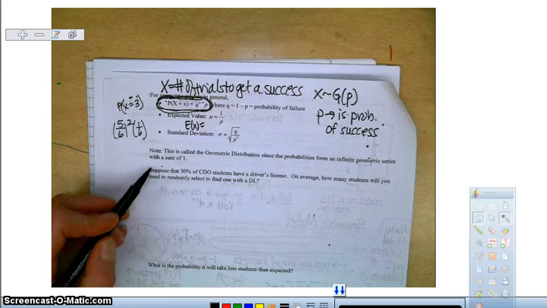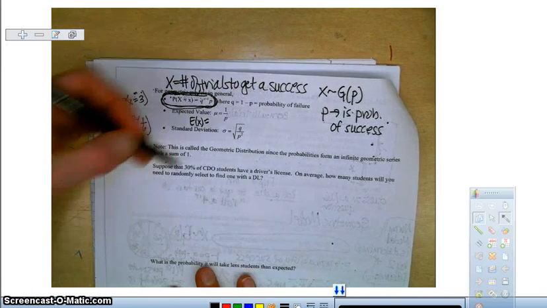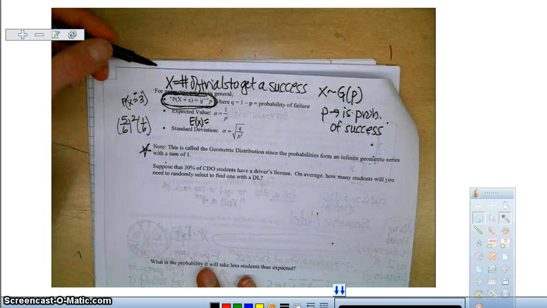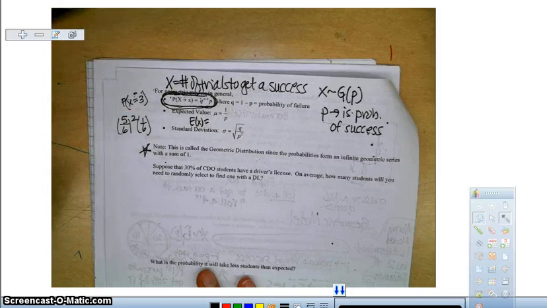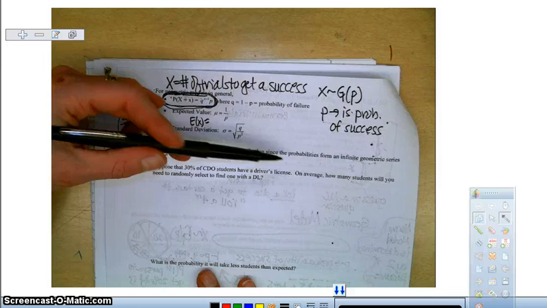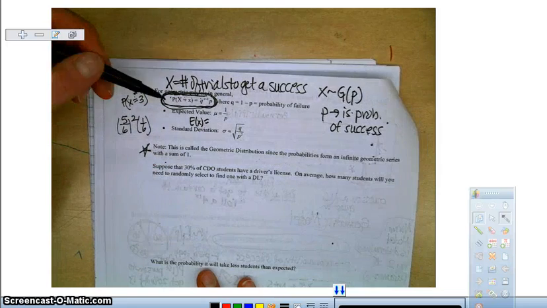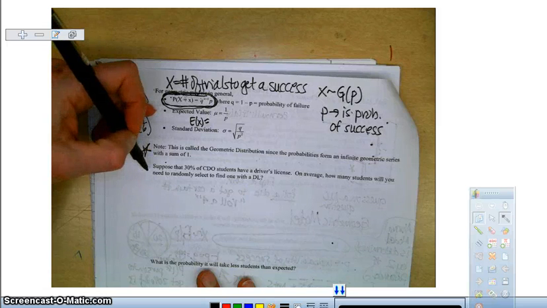So we want to look at another example now, and we're going to use formulas. There's just a little note here. It's not a necessary note. If you've taken pre-calc, you might remember it, but if not, don't worry about it at all. This is called the geometric distribution, since probabilities form an infinite geometric series with a sum of 1. So that's nice to know information.